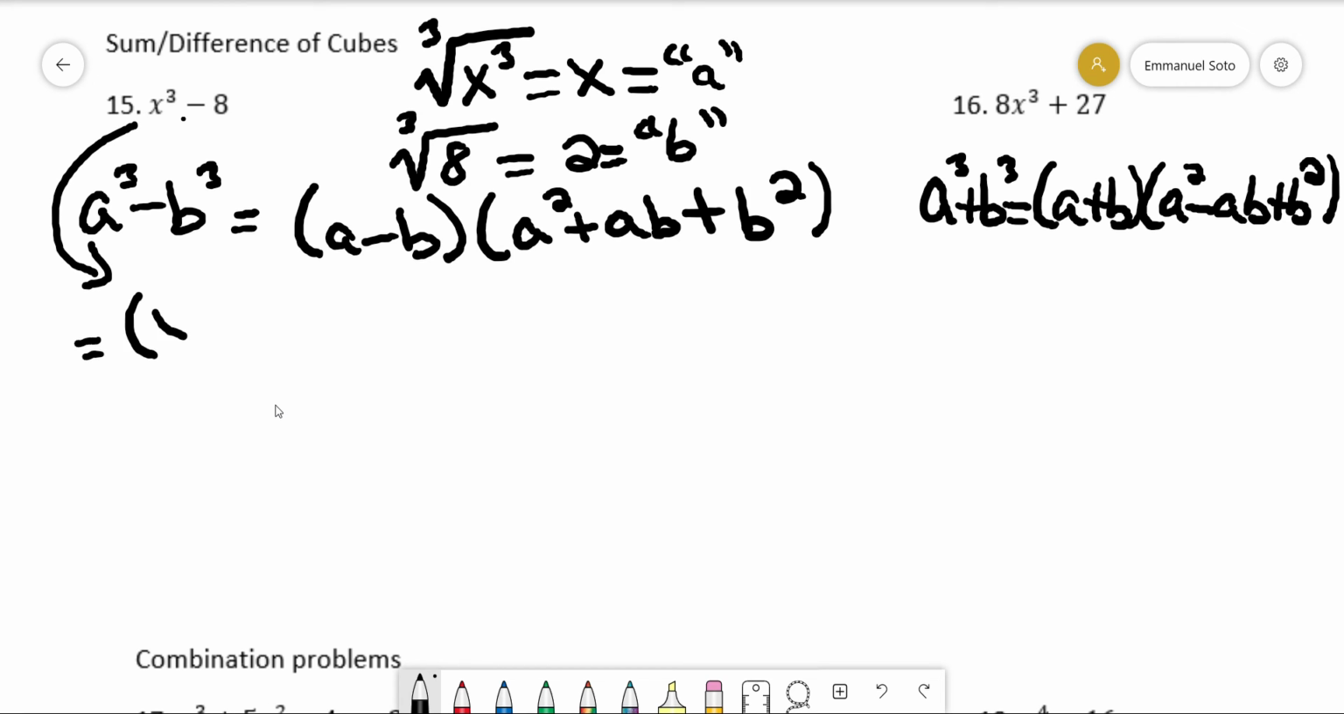So we have x minus 2, that's our a minus b. A squared, what's a squared? Well, what's x squared? It's just going to be x squared. So a squared is x squared. A times b, so what's 2 times x?